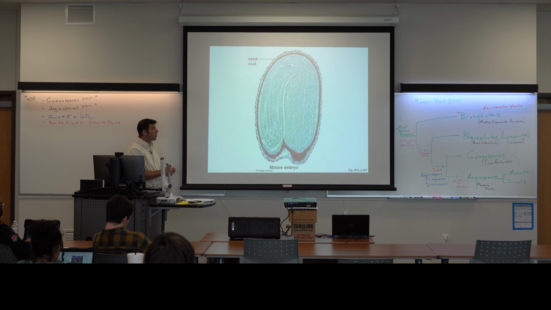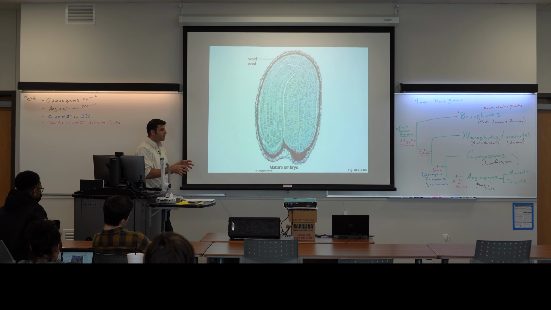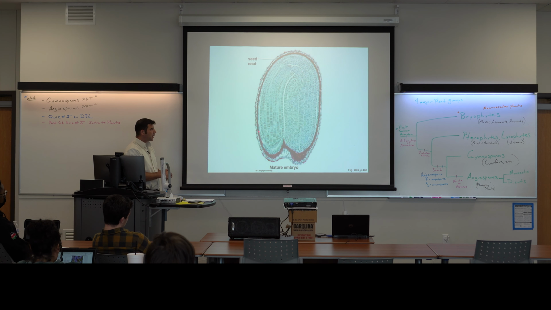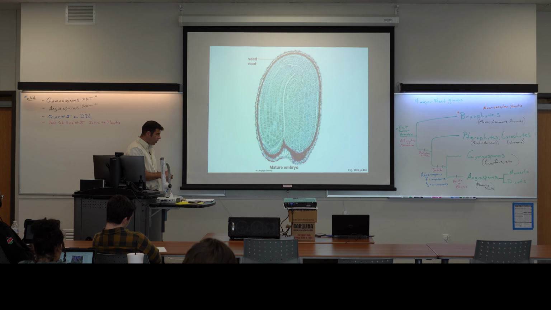It's a baby sporophyte. This is one that's almost completely eaten through its fuel reserves. There's very little endosperm left. What we can see, that little point right there, that's the tip of the shoot, the part of the plant that's going to grow up into the sky. This down here is the tip of the root that's going to go down.